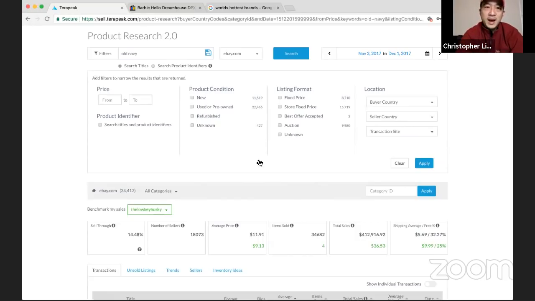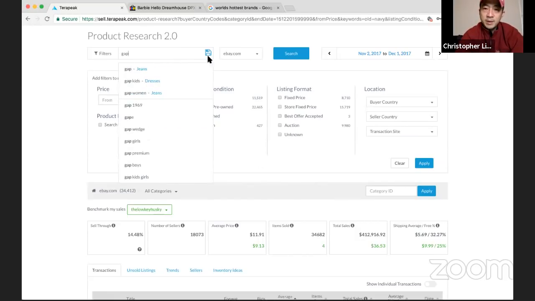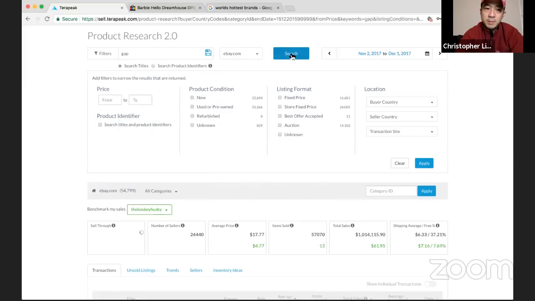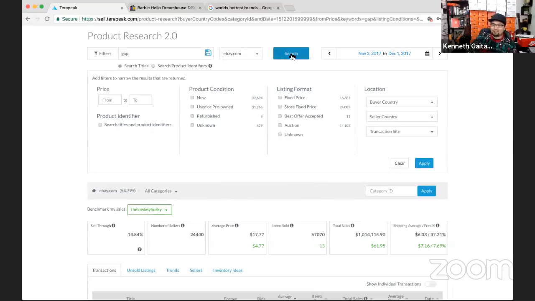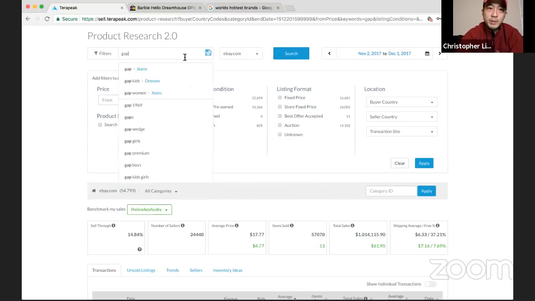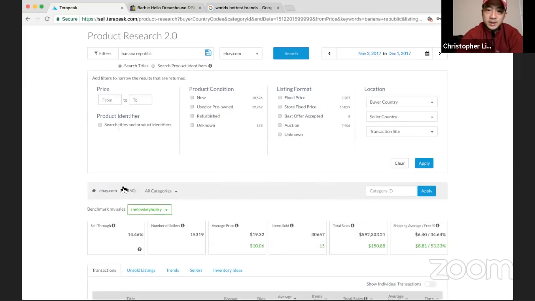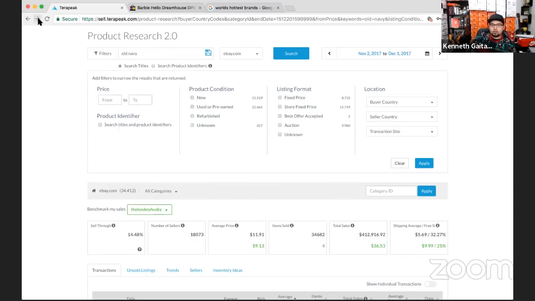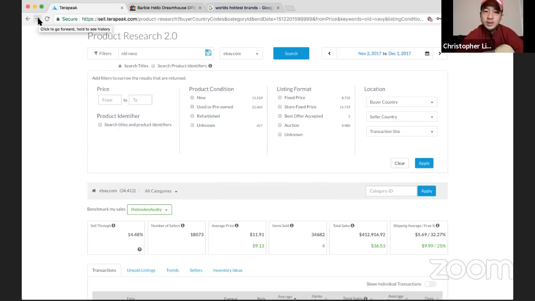What's bigger, Gap or Old Navy on eBay? Gap. Wow. Oh, $17. That's better. What about Banana Republic? We already looked at this, but now I know how to make the search the same. Of those three brands, Gap is the easiest to sell, but they're all pretty competitive. Slow sell-through too. So if you want to speed up your sell-through, all you have to do is undercut the average sale price. Look at this: $11 for Old Navy, $17 for Gap, $19 for Banana Republic.